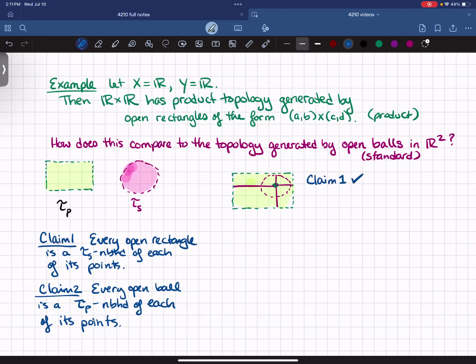Claim one, yes. For claim two, I want to go the other way. I want to take a random open ball and I want to show it's a product topology neighborhood. So I want to show that it contains an open set around each of its points. And I'll use a basic open set. And the basic open sets here are rectangles.